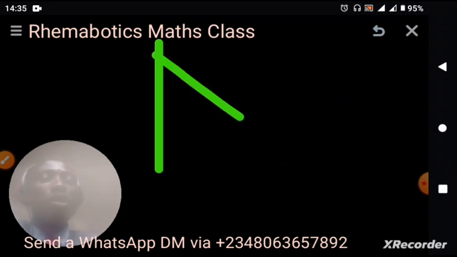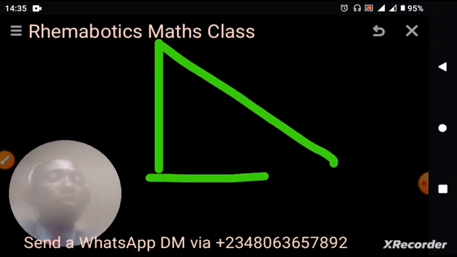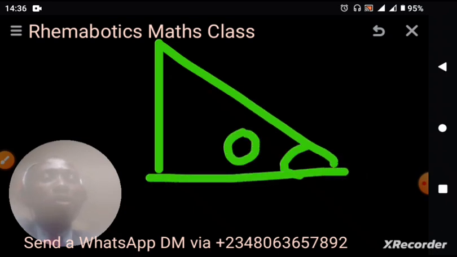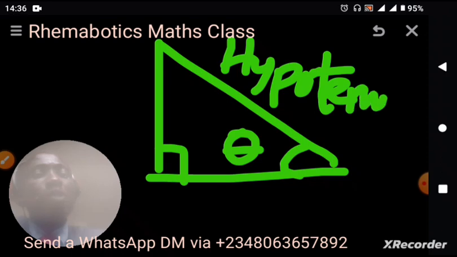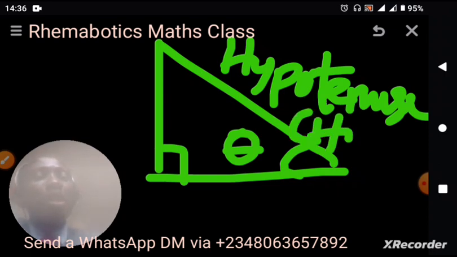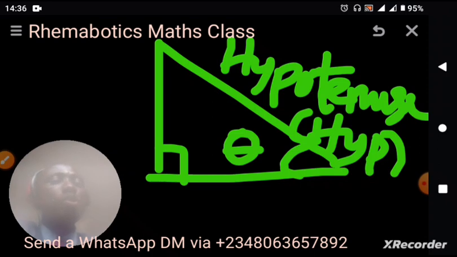So let's go straight up to the right angle triangle and define what every side represents, or what the name of every side is. Here is the angle in focus, which we call theta, and this is a right angle triangle because one of its angles is 90 degrees. The longest side of the right angle triangle is what we call the hypotenuse. We use HYP to represent it.